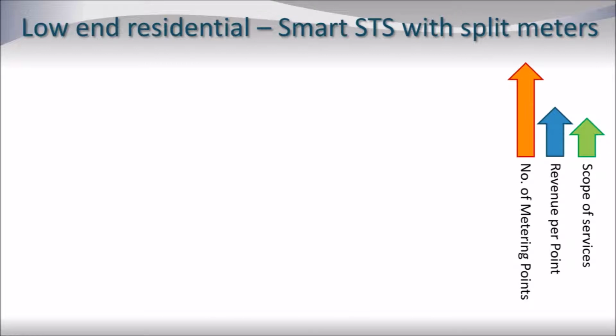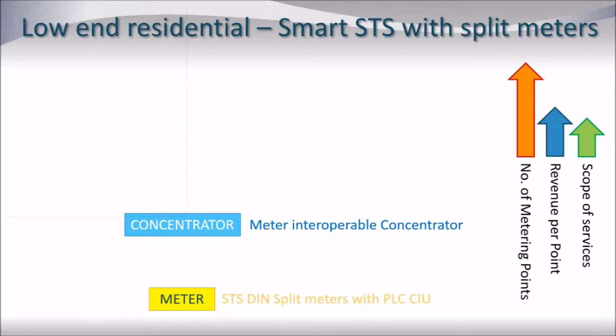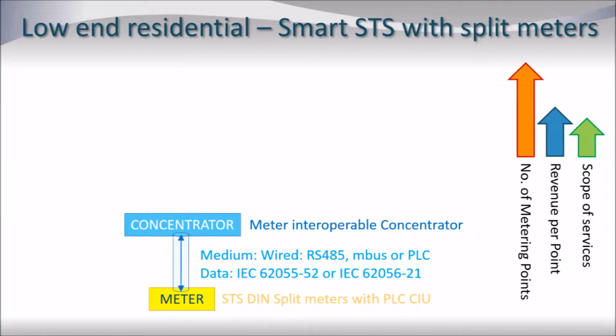So this topology involves meters which are SDS DIN split meters with PLC CIU, because you don't want wired CIUs, and a concentrator which is meter interoperable. And between the two, a wired communication medium such as RS485, M-Bus, or even PLC, and using some form of communication which is standardized like IEC 62055-52 or IEC 62056-21.